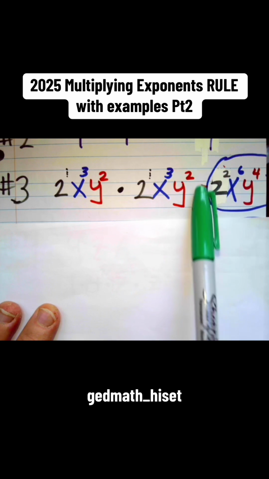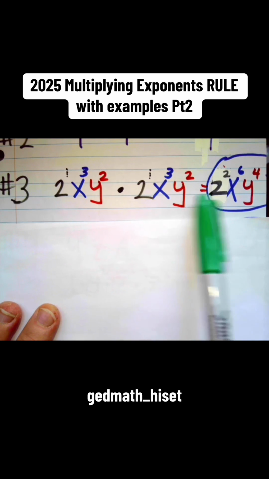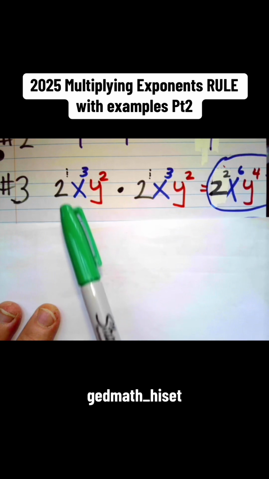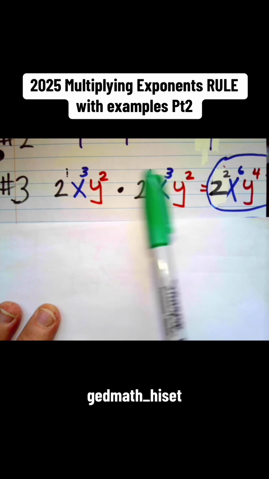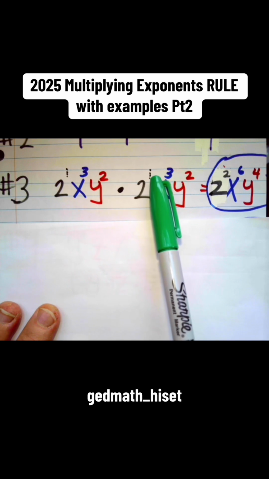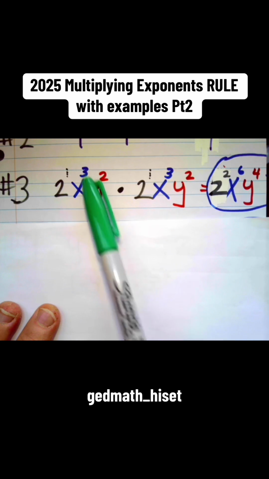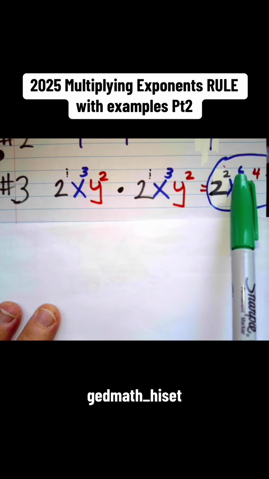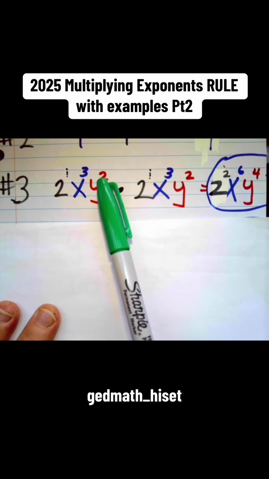So my answer, I'm just going to keep 2xy the same. The bases are the same. You want to keep that base the same. Then we just add the exponents. With this 2 to the first power, 2 to the first power, 1 plus 1 is 2. X to the third power, x to the third power, 3 plus 3 is 6. Y to the second power, y to the second power, 2 plus 2 is 4.